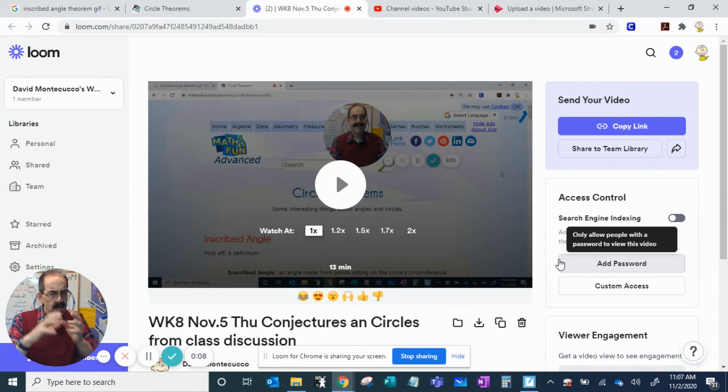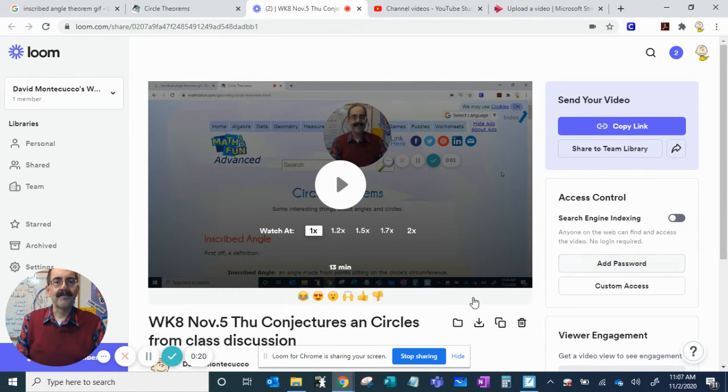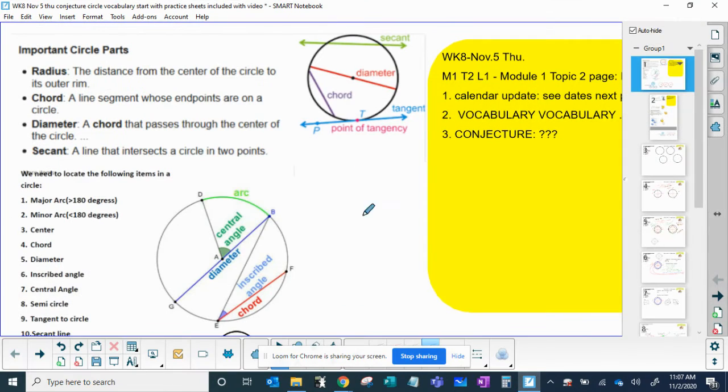Solo activity. Interacting with circles and vocabulary in this new idea of making conjectures. A conjecture is an educated guess based on what you know. Okay, so here we go. All we're doing this week is interacting with all this knowledge and vocabulary that deals with circles.